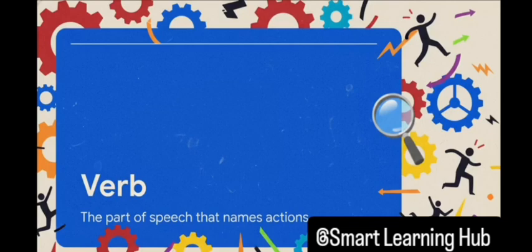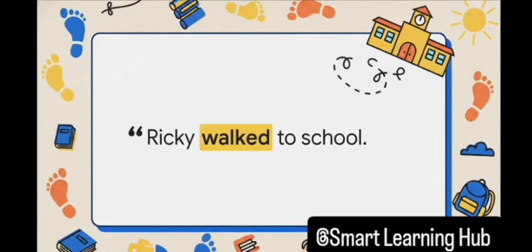Now for the other half of our foundation, the verb. This is our action block. It's the engine of the sentence, the word that tells us what's actually happening. Without a verb, a sentence is just a boring, static list of things. And look at this. The verb here is walked. Without it, you just have Ricky and school. 2 separate nouns just sitting there. Walked is the engine that connects them and creates the action. It brings the whole scene to life.